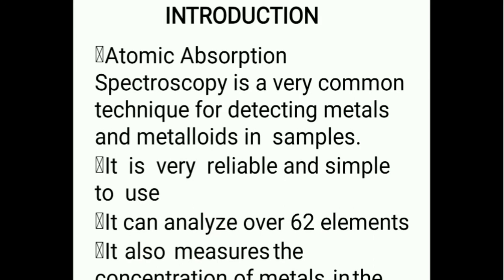Atomic absorption spectroscopy is a very common technique for detecting metals and metalloids in samples. It is very reliable and simple to use. It can analyze over 62 elements. It also measures the concentration of metal in the sample.